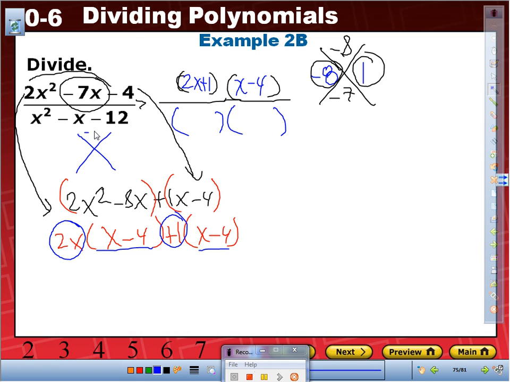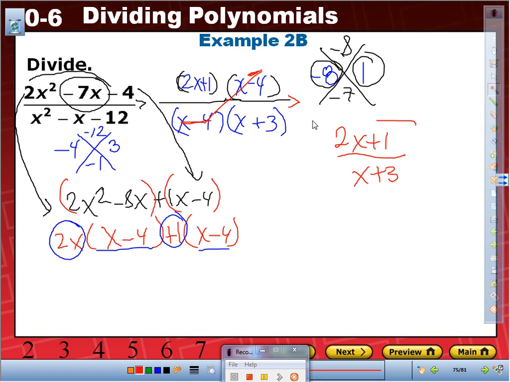We have Power Rangers here. We got negative 12. What goes down here? Negative 1. What factors of 12 add or subtract to give us negative 1? Negative 4 and positive 3. So we're left with x minus 4, x plus 3. Do you see the giant 1? Yeah, right here and right here. So we're left with 2x plus 1 over x plus 3. So far so good? Okay.